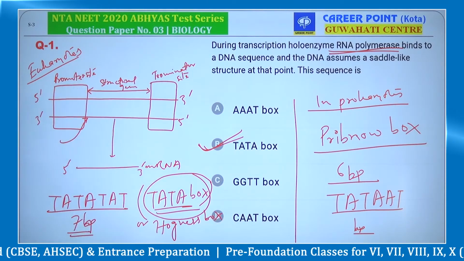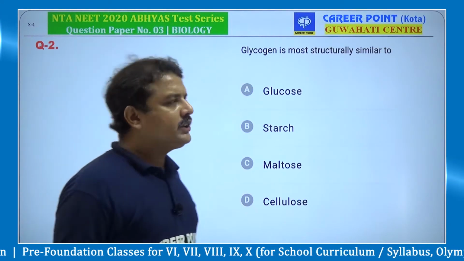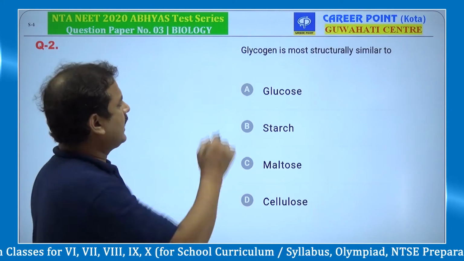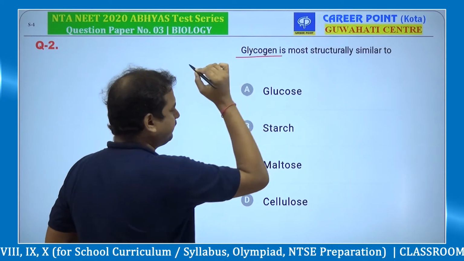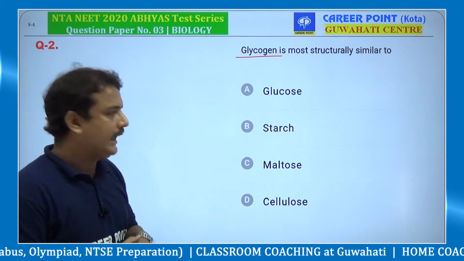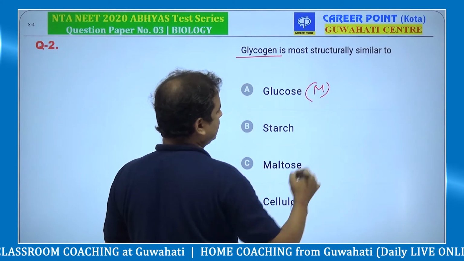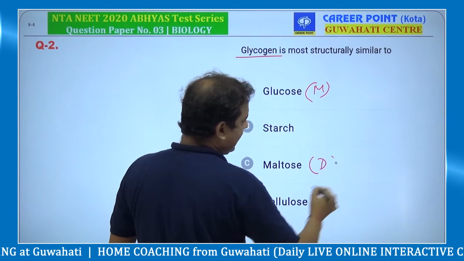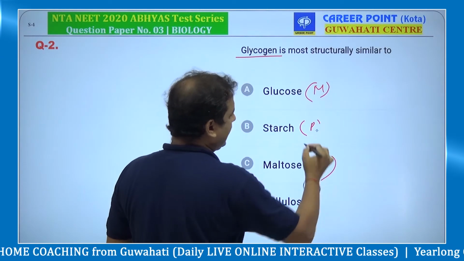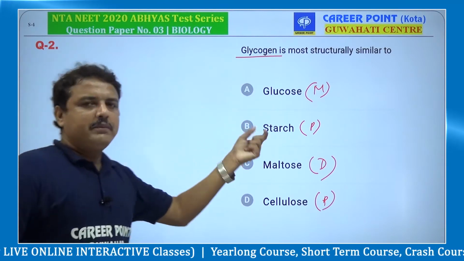Next question. Glycogen is most structurally similar to which of the following? Glycogen is a polysaccharide, so first of all we have to find out which of the following are polysaccharides. Glucose is a monosaccharide, maltose is a disaccharide, starch is a polysaccharide, and cellulose is a polysaccharide. So here the answer may be B and D.